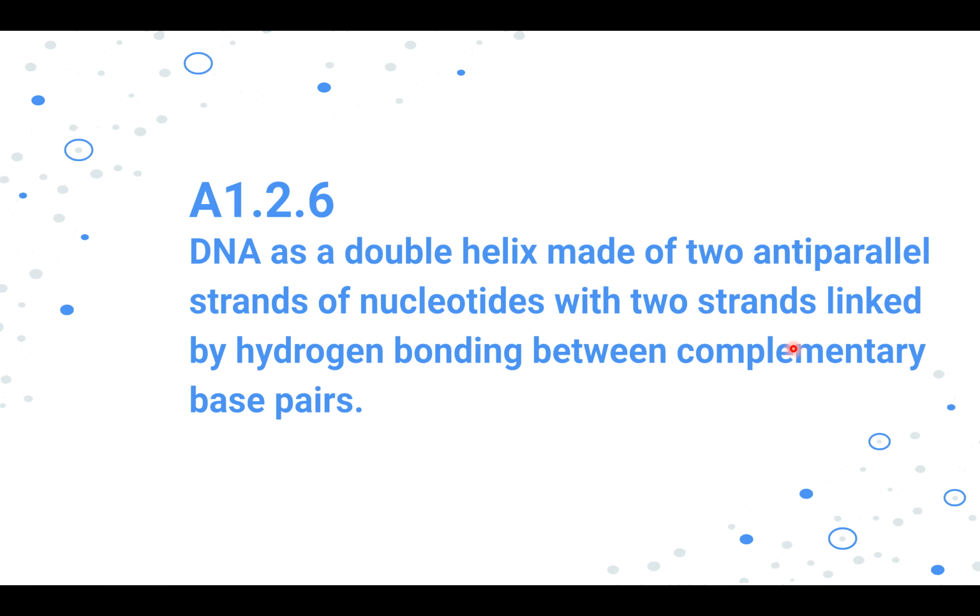DNA has a double helix made of 2 anti-parallel strands of nucleotides, with the 2 strands linked by hydrogen bonds between complementary base pairs. So now you know that DNA is a double helix, meaning there are 2 nucleotide chains running in opposite directions. That's why we call them anti-parallel. Both strands are joined by hydrogen bonds on the basis of complementary base pairing. When we say complementary, it means A will bind with T, G will bind with C, and vice versa.